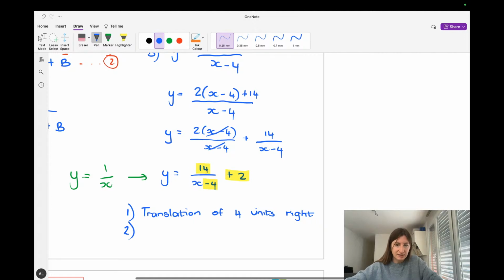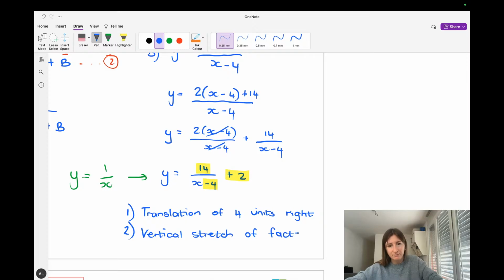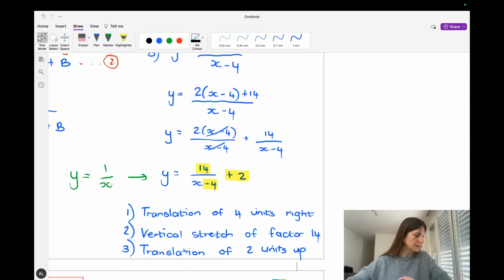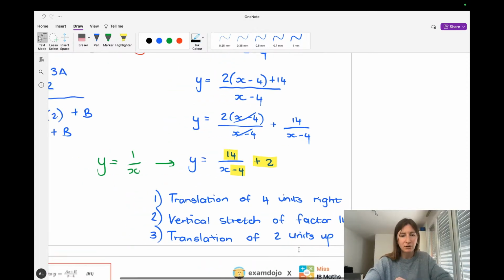Then the next thing that's happening, we call that a vertical stretch of factor 14. And then the last one, we had a translation of 2 units up, because it's positive, so 2 units up. All right, and those are our sequence of transformations.